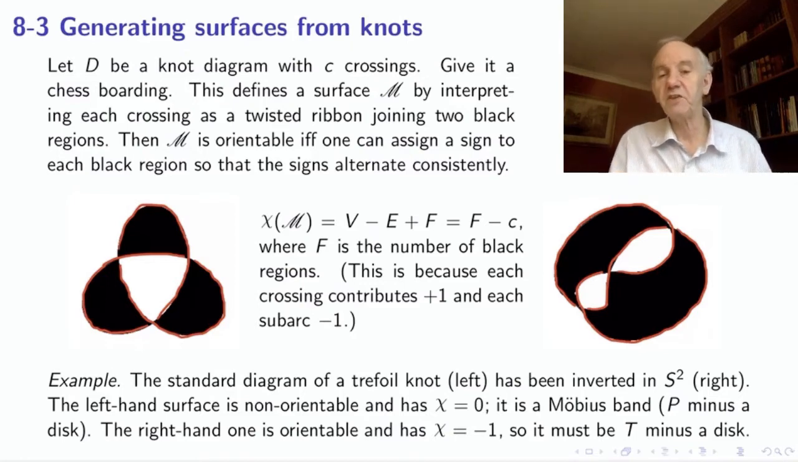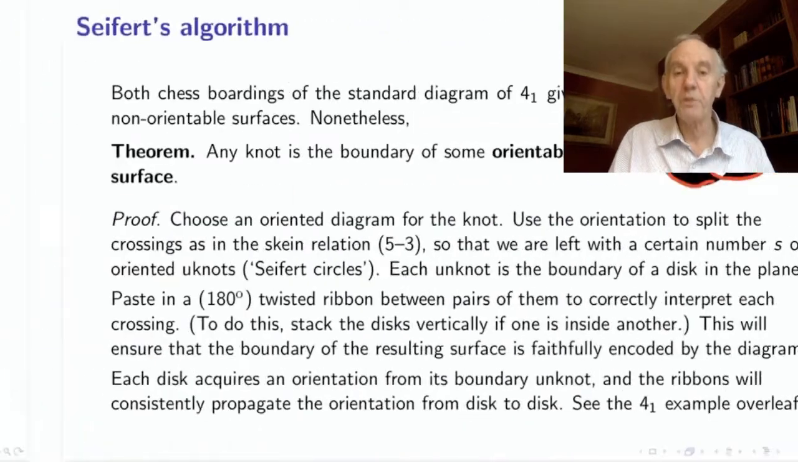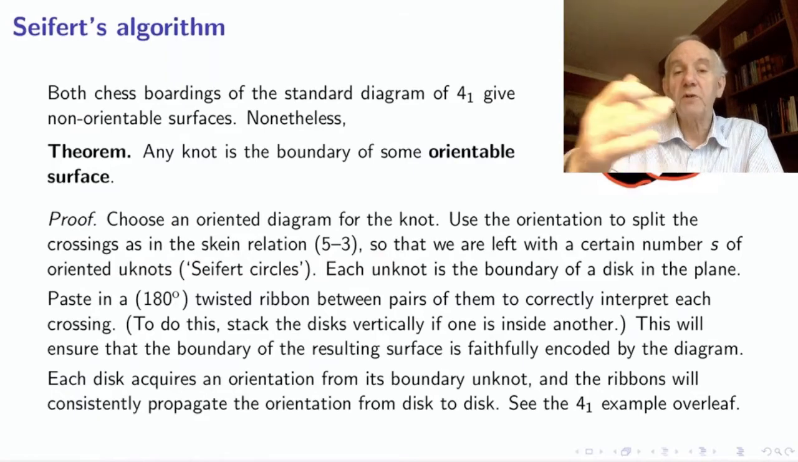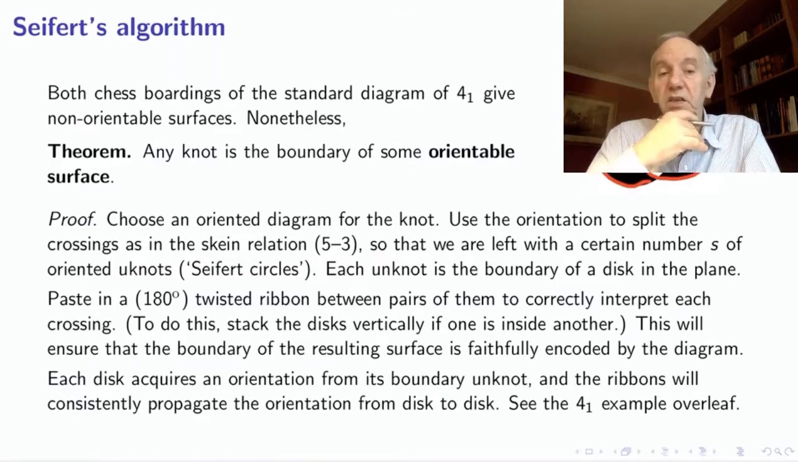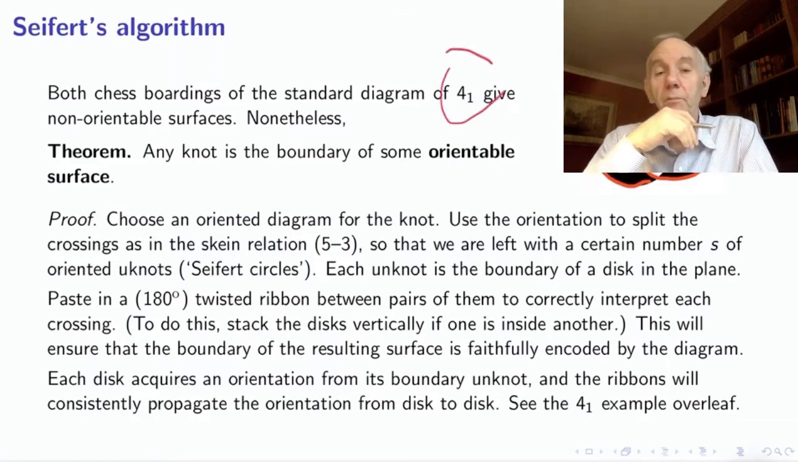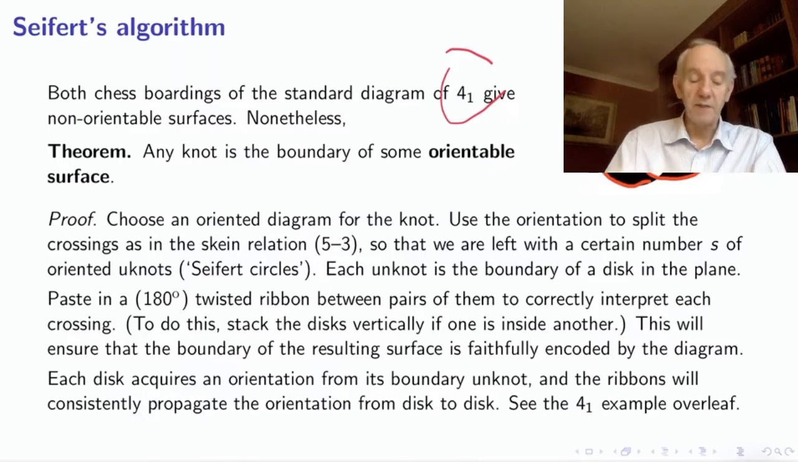The problem is that often this gives rise to non-orientable surfaces. And in fact, if you take the next knot in the table, it's the figure 8 knot, denoted 4-1. If you take this knot and you chessboard it, using black or white, as I explained before, or do a different diagram with a different chessboarding, the resulting surface will always be non-orientable.